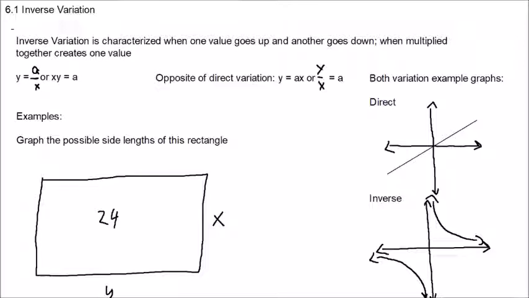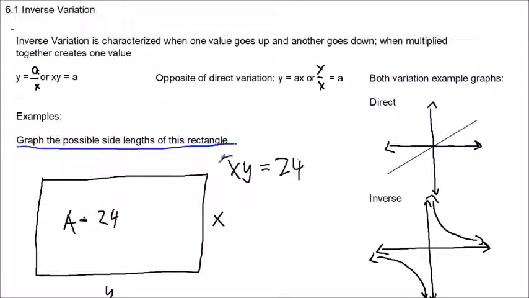One of the first vocabulary terms you will have to know is called inverse variation. Inverse variation is when one value goes up as another value goes down, and when multiplied together they create one number. So for example, graph the possible side lengths of this rectangle. The area is 24. This is the area. The area is 24. So the possible side lengths.